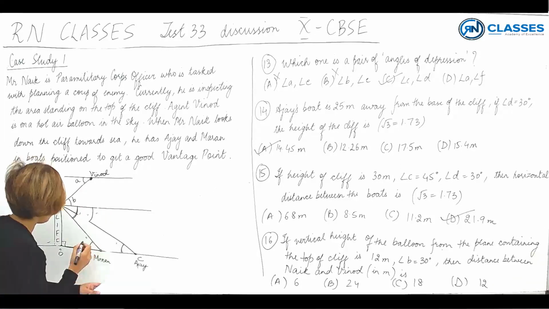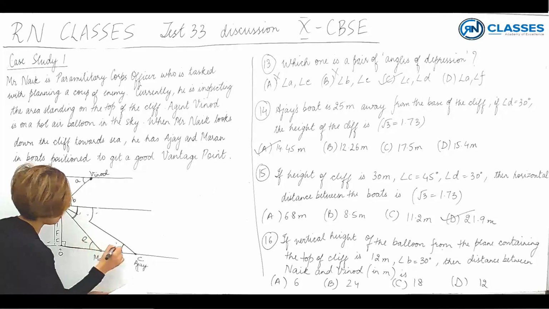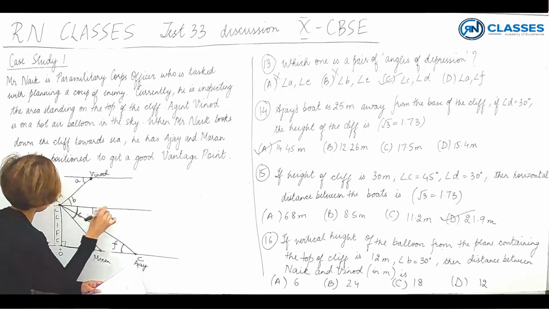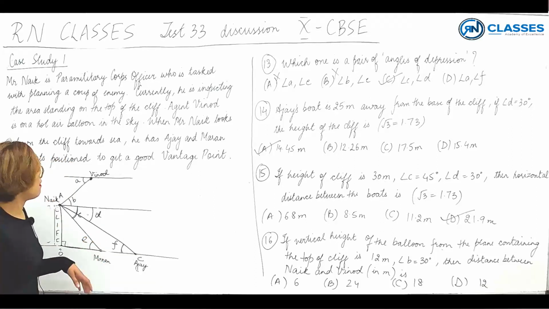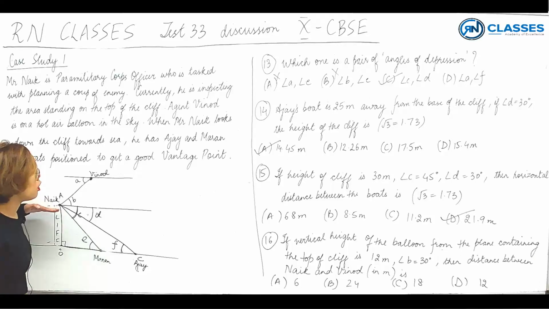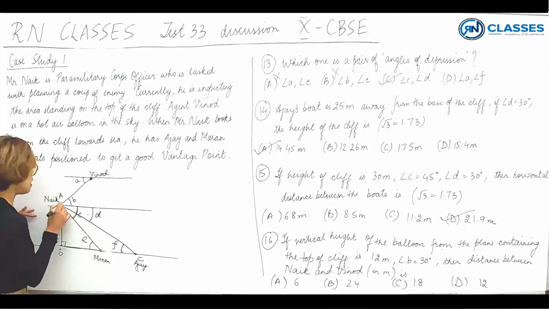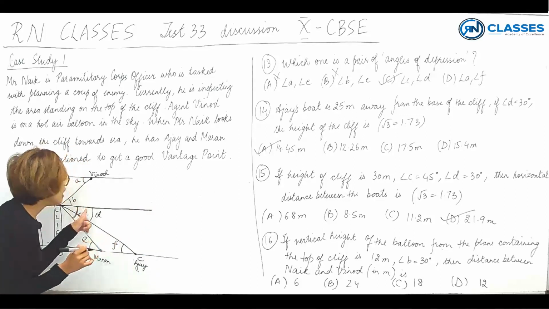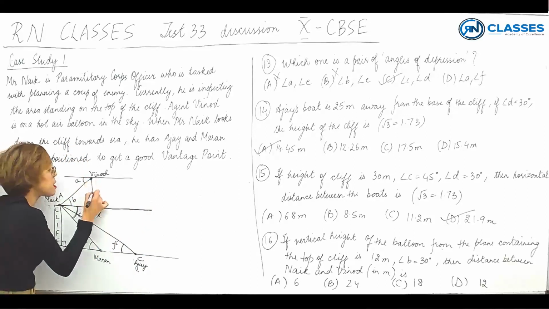Right? Okay, so this was E, this was F, this was C, this is D. Now, he says if the vertical height of the balloon from the plane containing the top of the cliff. Now, the top of the cliff is this. The plane containing it would be something like this. Now, the vertical height of the balloon, so that means this height.